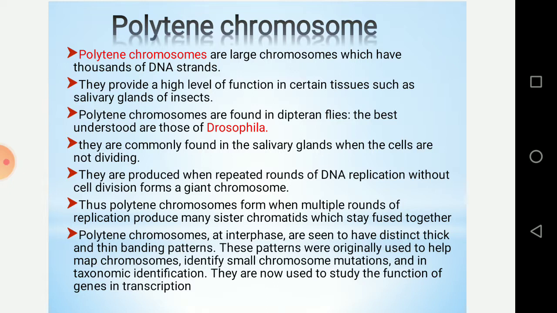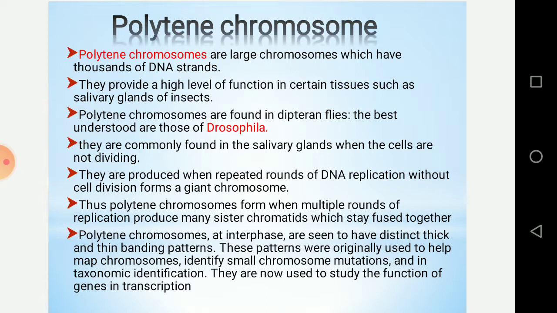Why is their structure very large? Because after replication they don't separate from each other but remain joined to each other and form a giant, meaning very large, chromosome. So we have to study in detail about the polytene chromosome and the lampbrush chromosome. We'll go one by one.